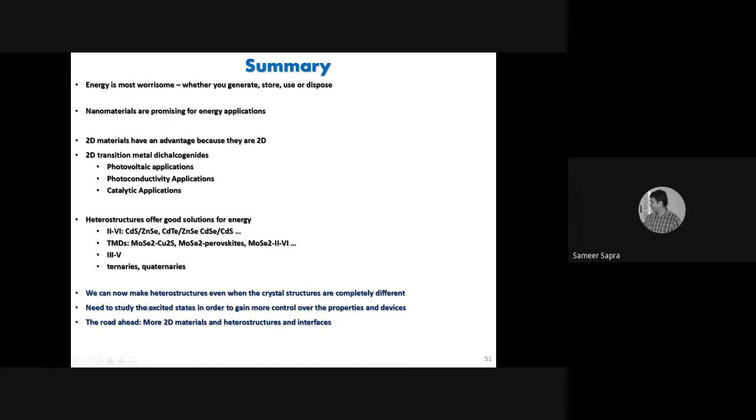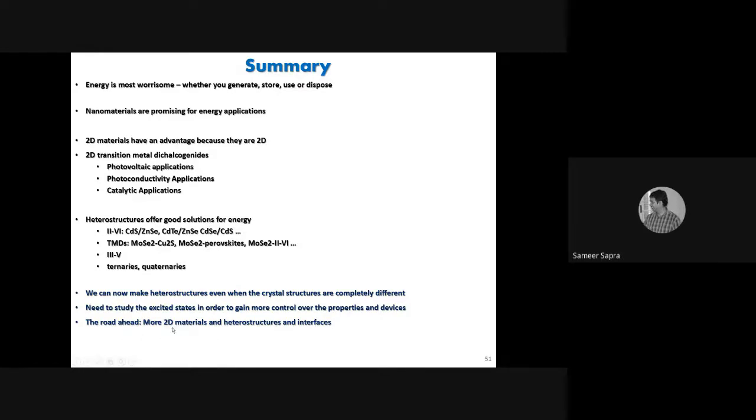What we lack is, of course, this thing. We need to study the excited states, and we are getting some instruments in the CRF. I hope in another one year or so these should be active, because that is much required to understand all these properties and then get better device features.